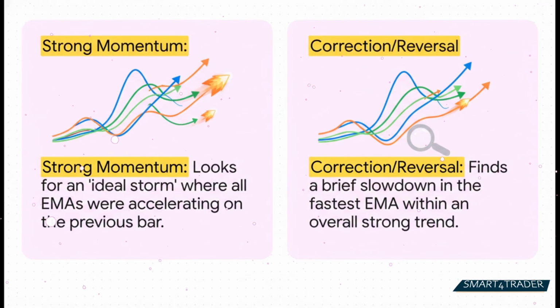What's really cool is that the tool has 2 different modes for 2 totally different trading styles. You've got strong momentum mode. This is for finding that ideal storm where everything is firing on all cylinders. Perfect if you want to jump onto a trend that's already like a runaway freight train.